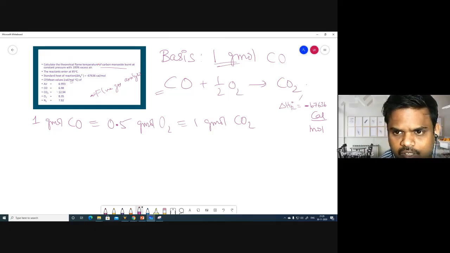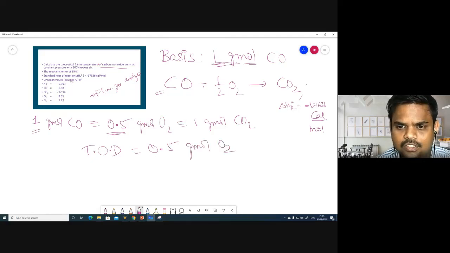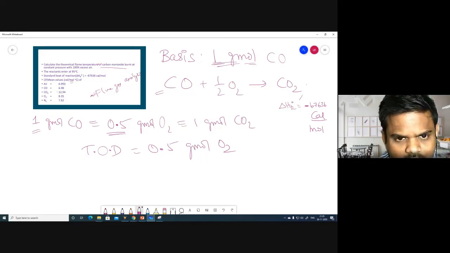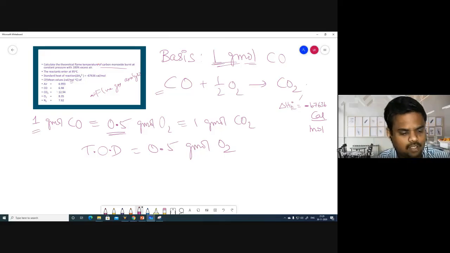Here the basis itself is in gram moles, so there is no need of multiplying by molecular weight. So our basis is 1 gram mole only. That means the theoretical oxygen demand is 0.5 gram moles of oxygen. Remember, we are considering complete reaction, 100% conversion, and there are no side reactions, so directly we get the theoretical oxygen demand.